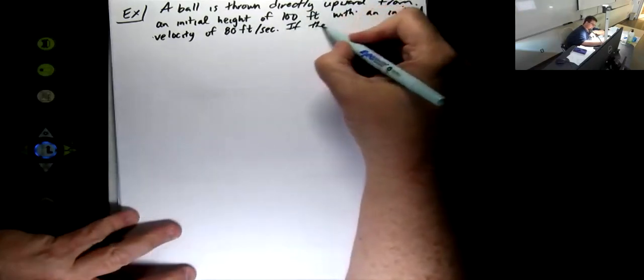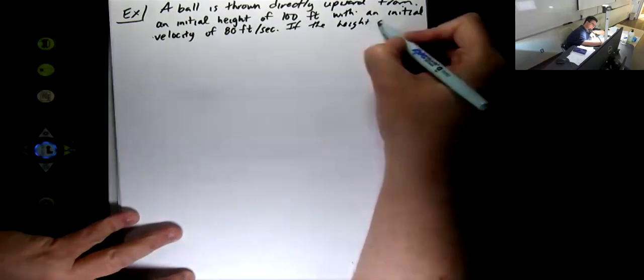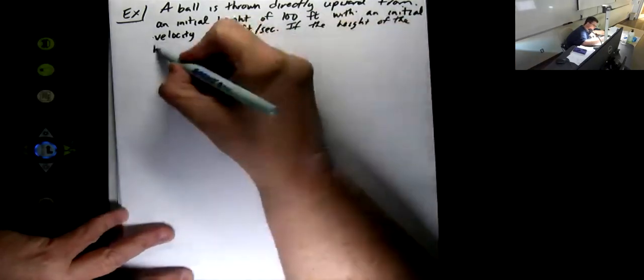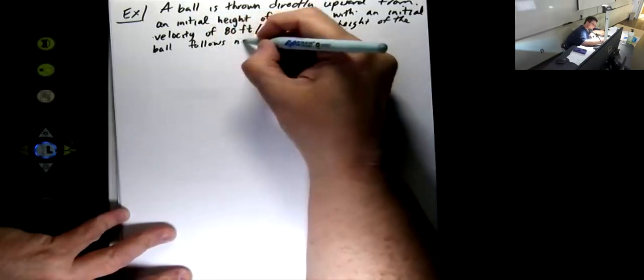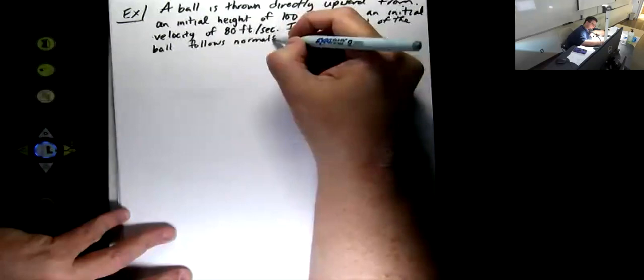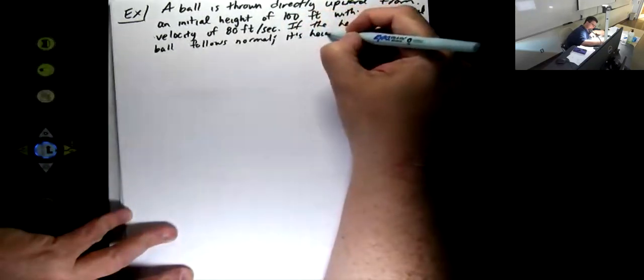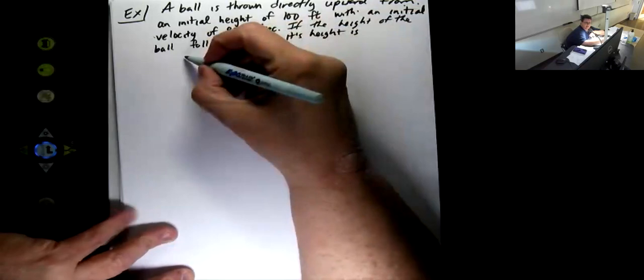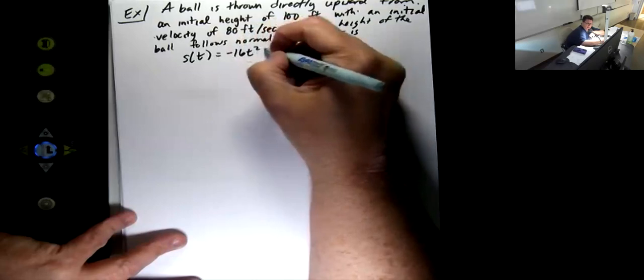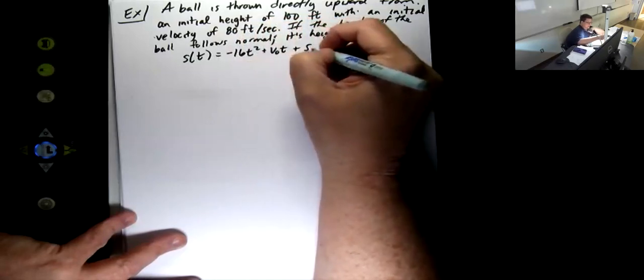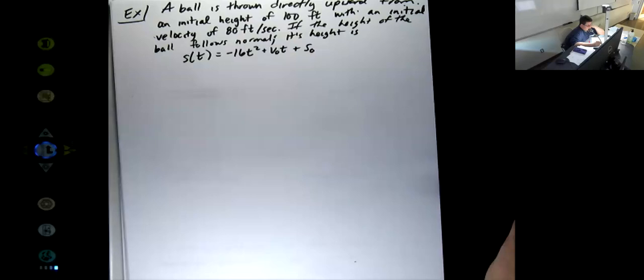If the height of the ball follows the normal model, its height is s of t equals negative 16t squared plus v naught t plus s naught. Find the maximum height of the ball.